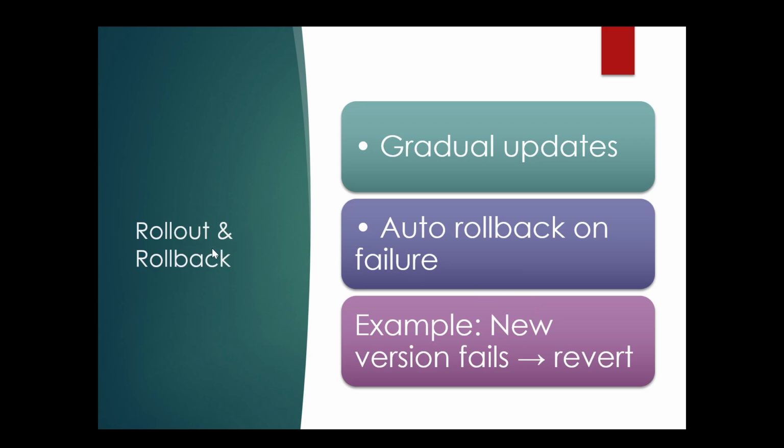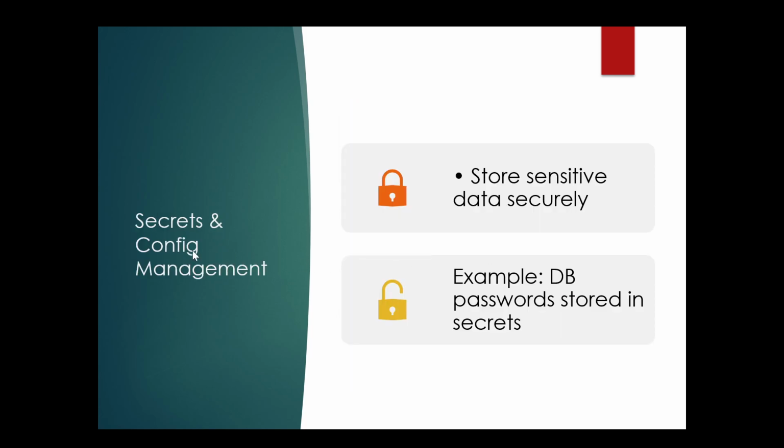The next feature is rollout and rollback. So there is a feature of gradual updates and rollback on failures. For example, if you are releasing a new version and it fails, it basically reverts back to the previous version of the application. The next one is secrets and configuration management, or config management.